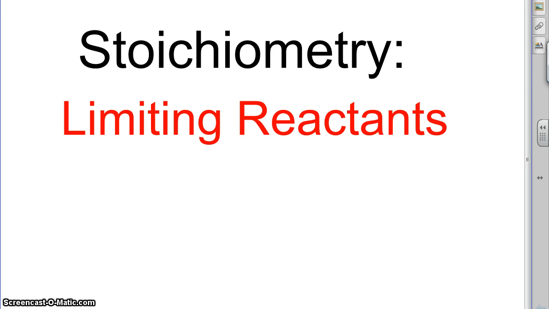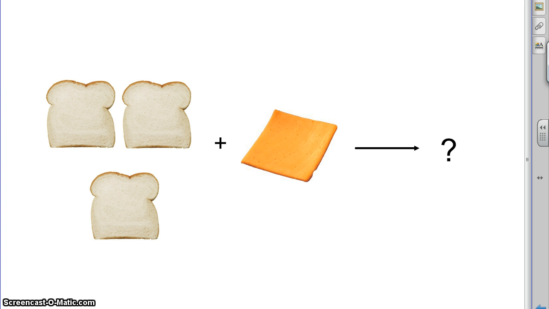Stoichiometry of limiting reactants. In this lesson, we will see what to do when there is more than one given value. This is equivalent to a question like this: if we have multiple pieces of bread and multiple pieces of cheese, and we know both amounts, we can still figure out how many grilled cheese sandwiches are going to be made, but it's going to be a little bit of a different process than before.